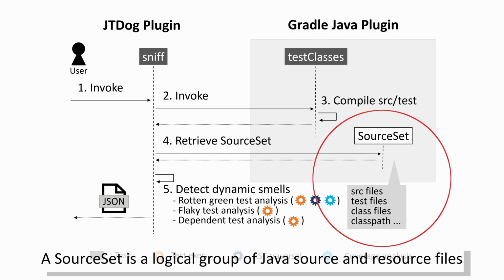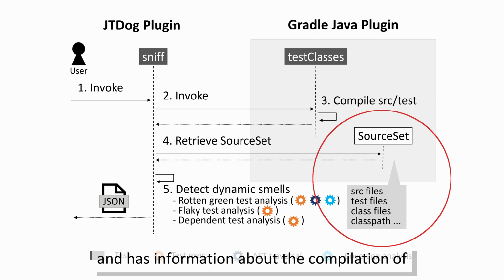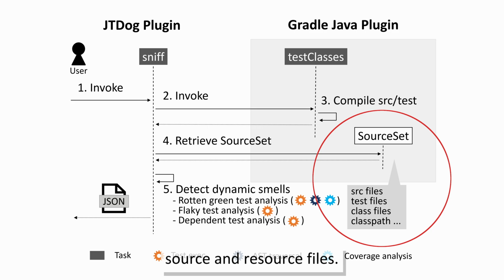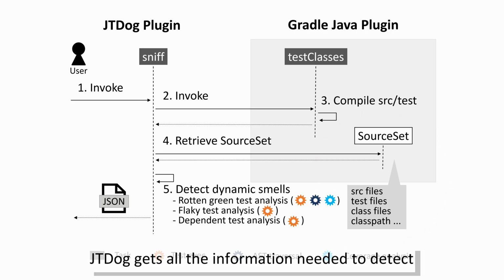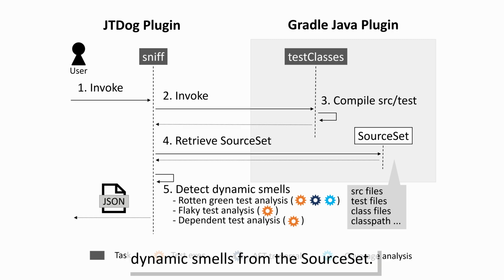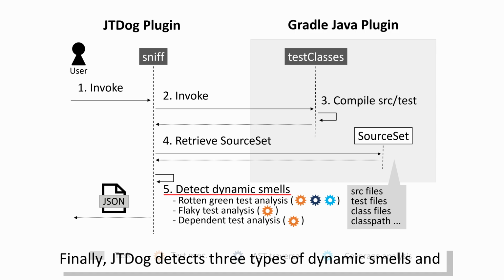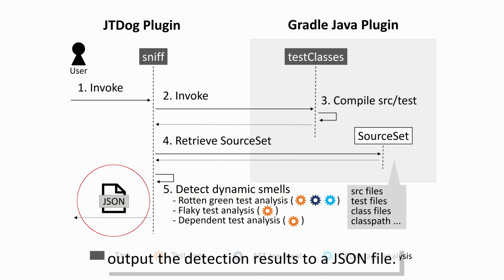A source set is a logical group of Java source and resource files, and has information about the compilation of source and resource files. JTDog gets all the information needed to detect dynamic smells from the source set. Finally, JTDog detects 3 types of dynamic smells and outputs the detection results to a JSON file.